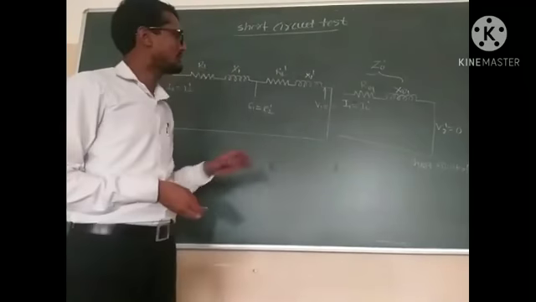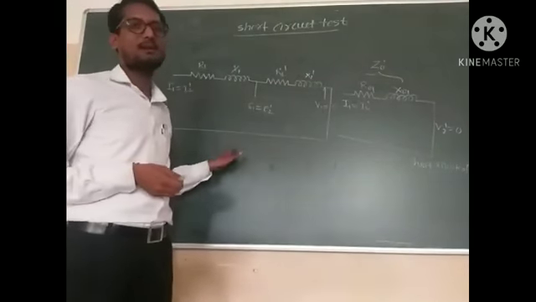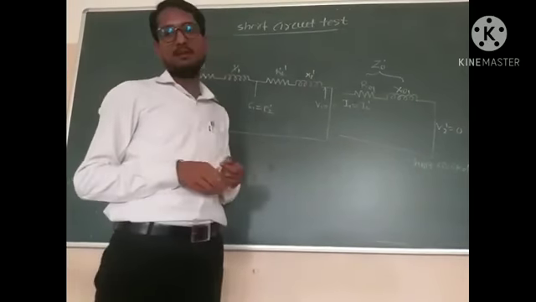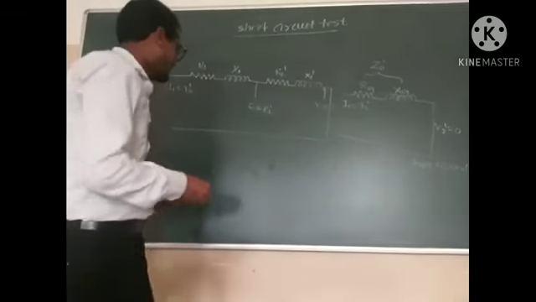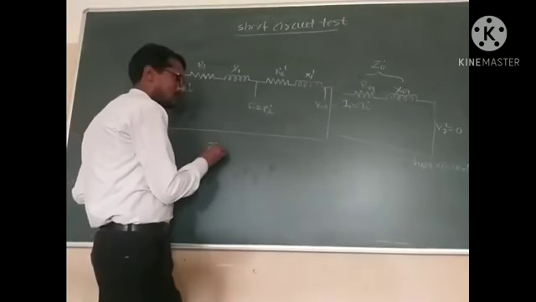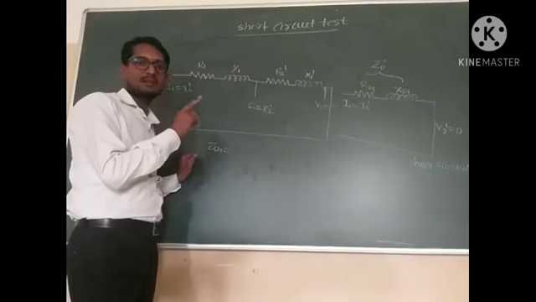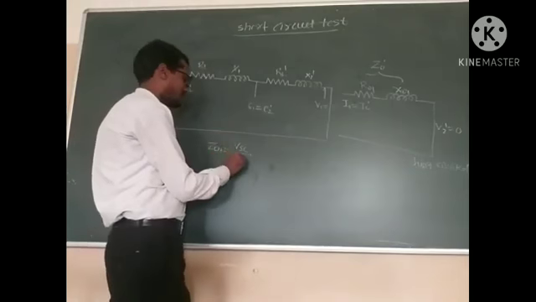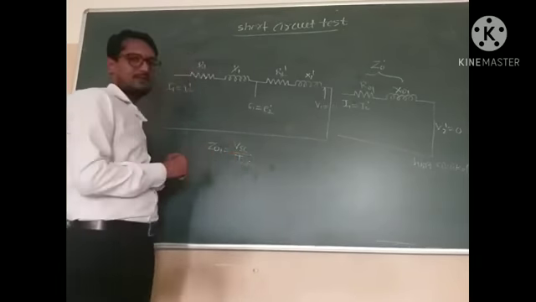By using this equivalent circuit we can write the equivalent circuit parameters. First, Z01 equals VSC upon ISC. That gives us Z01.